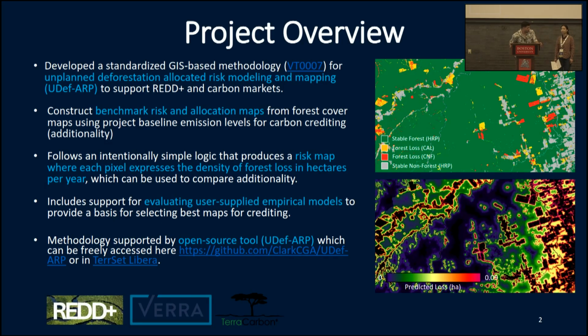As you see on my left side, these are the types of maps that we're producing. We start with what we call the forest cover benchmark map, and then going through the methodology, the end map that the users want and are going to get out of this tool is the one in the bottom right, which shows the predicted density of deforestation in hectares per year. All these tools and the methodology are supported by an open source tool, which my colleagues will talk about in a bit, and all the data can be accessed at the links below me.